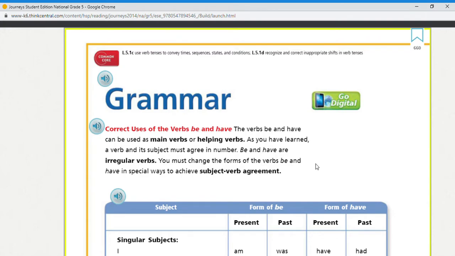So, if we have a singular subject, the verb must be singular, and if we have a plural subject, the verb must be plural. And here we need to notice that the verbs be and have are irregular verbs. So we do not only add ed to these verbs to form their past and their present or future forms. So they are irregular verbs. So there are special ways to achieve the subject verb agreement between them.